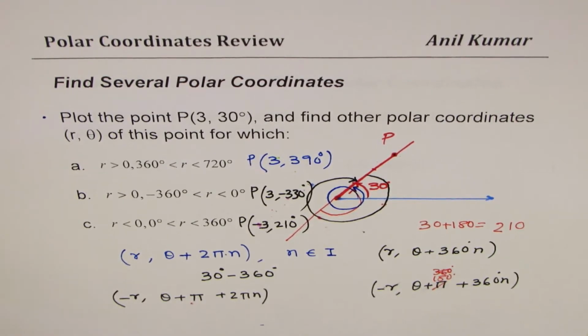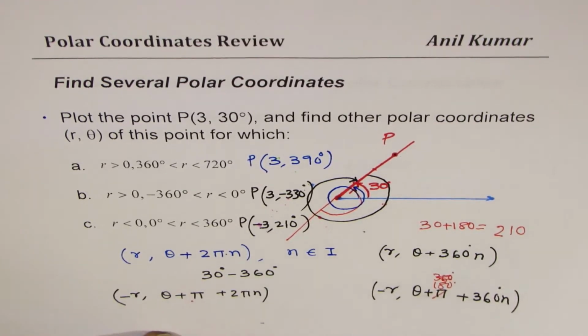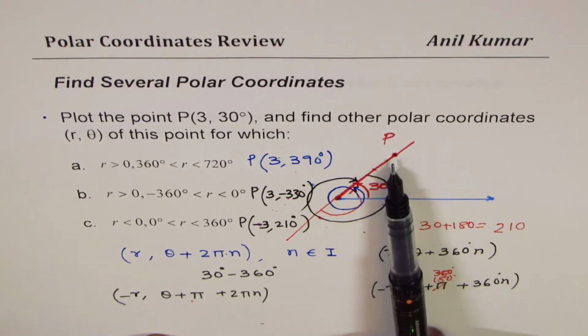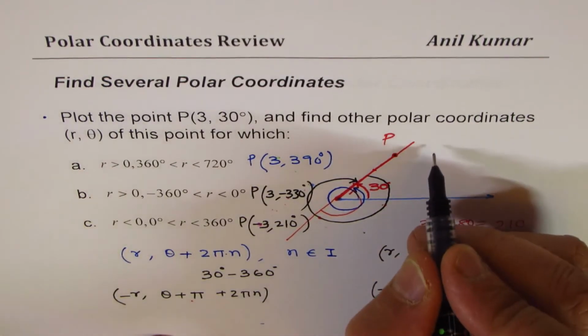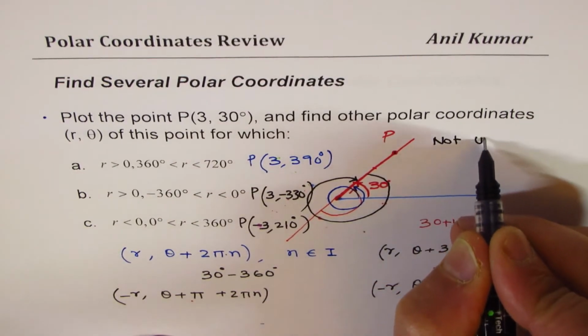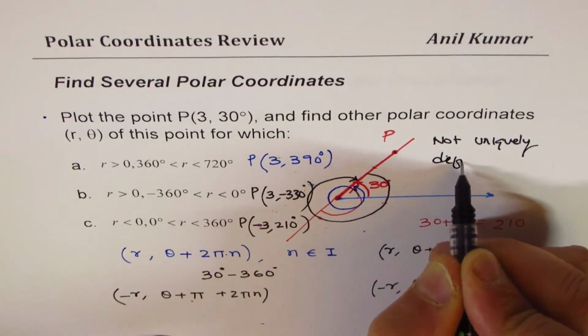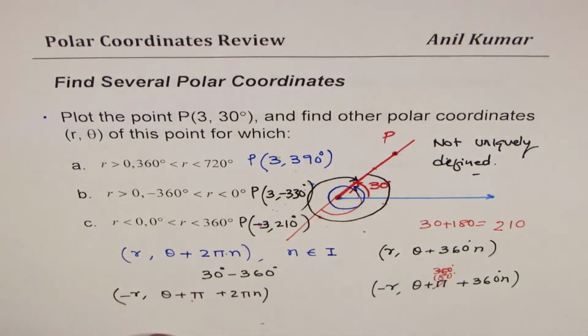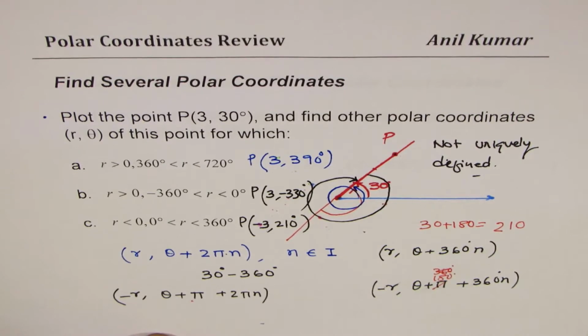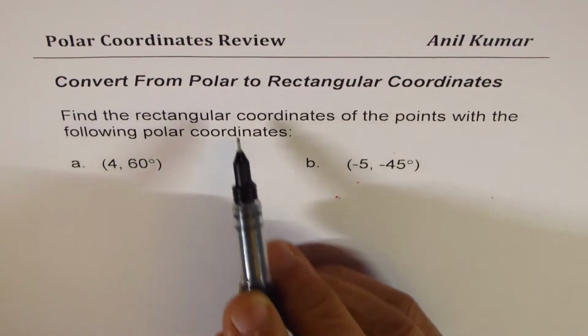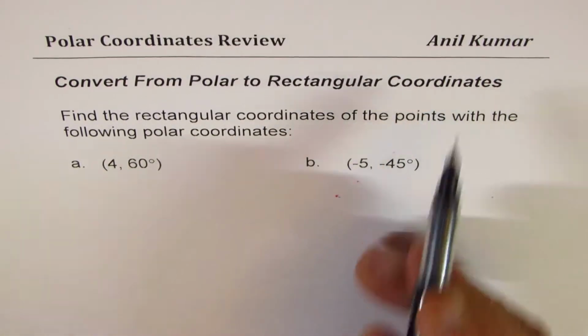So I hope that is clear. I'd like you to go through this once again so that you understand what we really did here to show that this point is not uniquely defined. There are so many other ways you can represent the same point. Perfect?